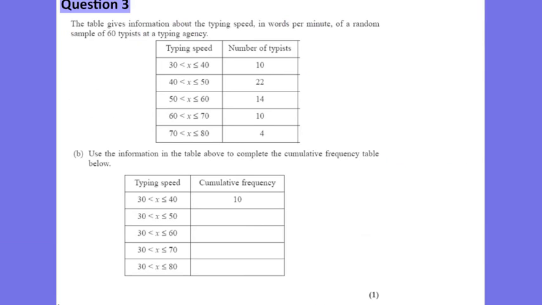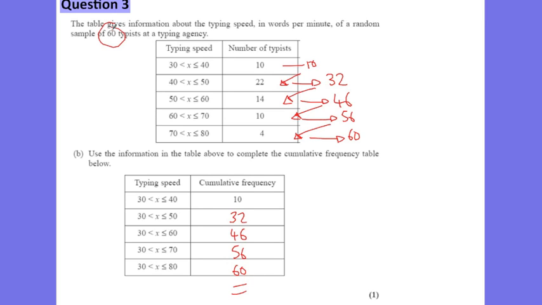Question number 3. The table gives information about the typing speed in words per minute of a random sample of 60 typists in a typing agency. We need to complete a cumulative frequency table. So looking from our information up here, first value is 10. Add 22, 32. Add 14, 46. Add 10, 56. Add 4, 60. These are our cumulative frequencies. Transfer them into the box if you have also done them where I have. Check your 60 corresponds with a 60 in the question.